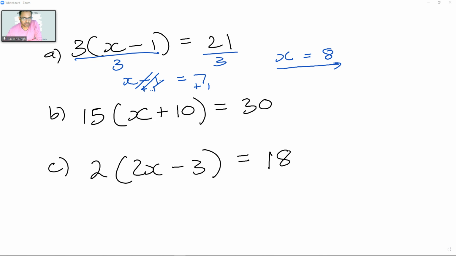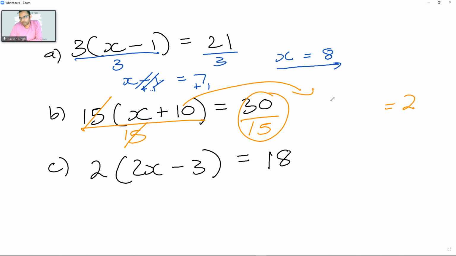So what's the first thing you're going to do for b? Divide both sides by 15. Yeah, 15. And what will the right-hand side become? Divide both sides by 15 and you divide the right-hand side. What will that become? This will become 2, right? What about this? We just rewrite it, right? Yeah, x plus 10. All right. Now what do we do? To get rid of the 10, what do we do? Minus 10, because it will disappear then, right?